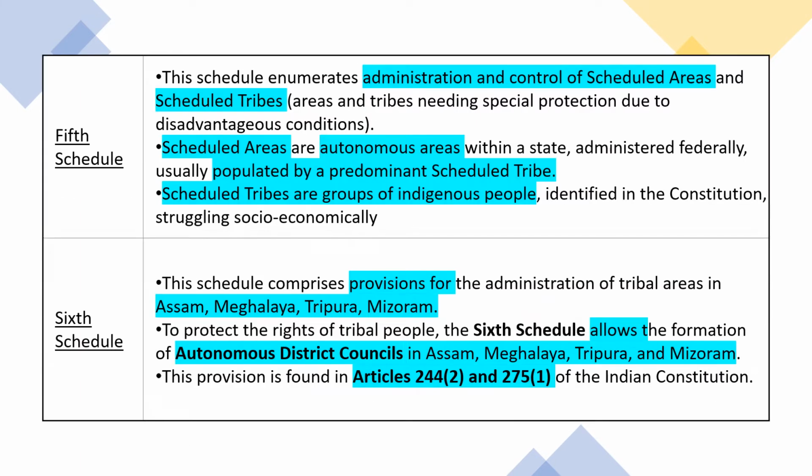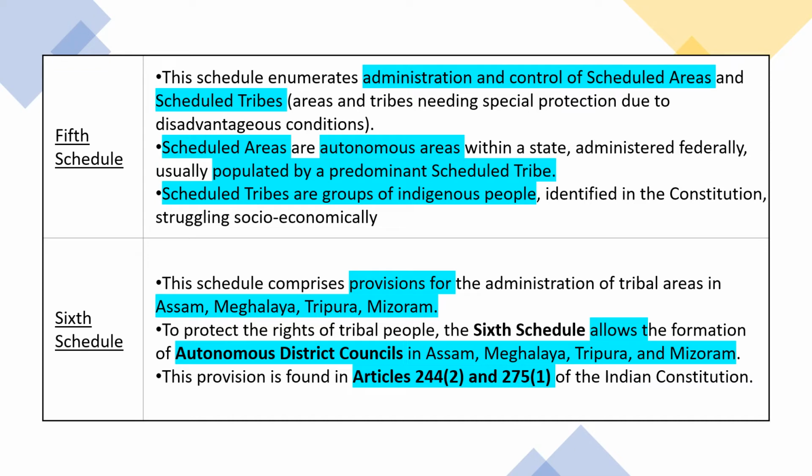Fifth schedule. This schedule enumerates administration and control of scheduled areas and scheduled tribes. Scheduled areas are autonomous areas within a state administered federally, usually populated by a predominant scheduled tribe. Scheduled tribes are groups of indigenous people identified in the Constitution struggling socio-economically.